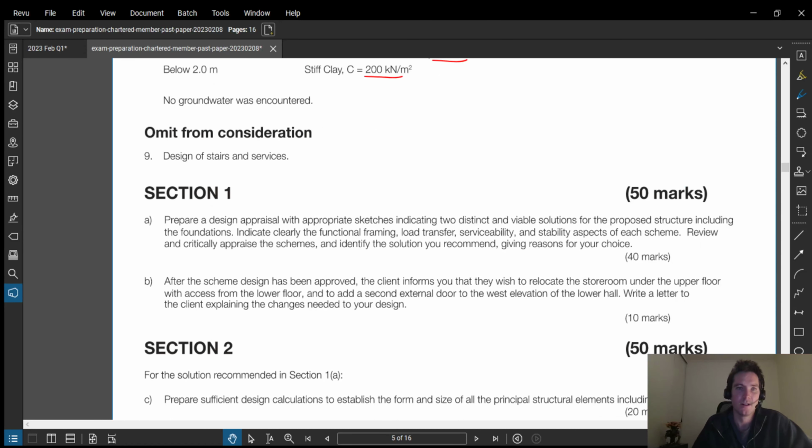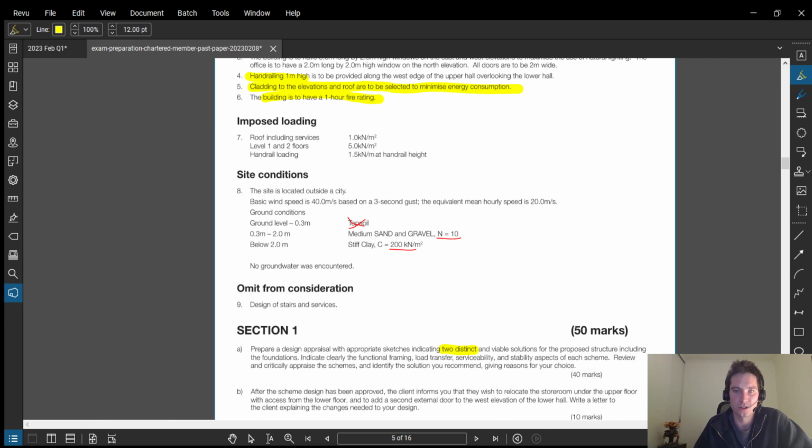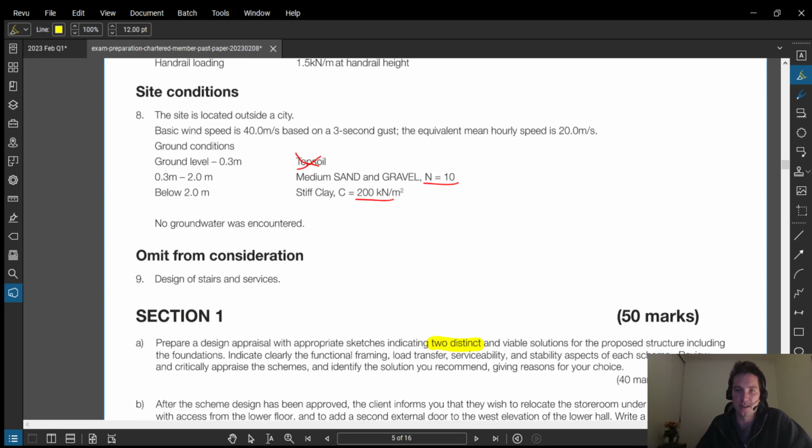And then here we've got no groundwater encountered, so that's good, less for us to think about. So section 1, what we have to do here, we have to come up with sketches and design schemes for 2 distinct and viable solutions. I've mentioned this in my previous video, but I'll mention again here. When it says distinct, that means it needs to be essentially different. We're not just replacing materials, we're showing 2 unique solutions. So on top of maybe mixing up the materials, we're talking about different lateral stability systems, spanning in different directions, columns in different locations where permissible, different foundations. So yeah, that's what distinct is.